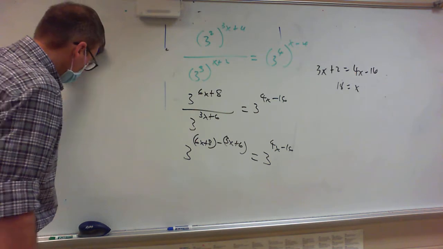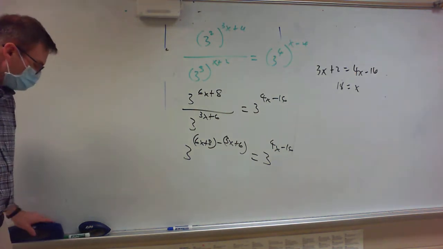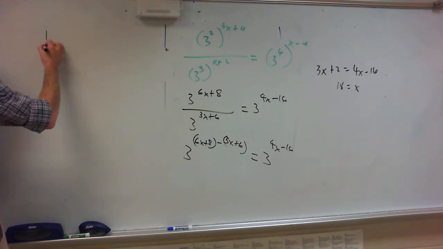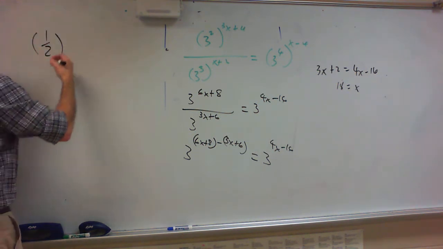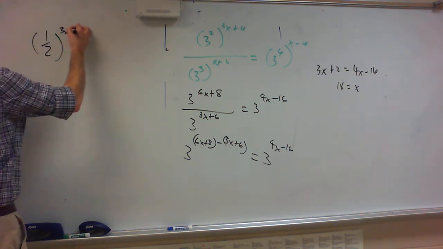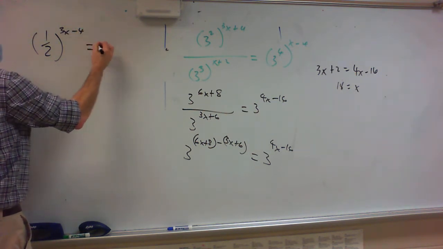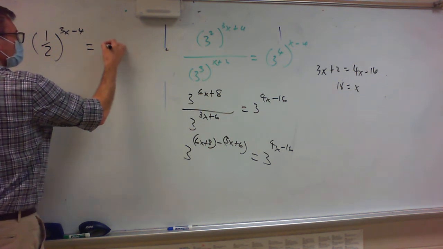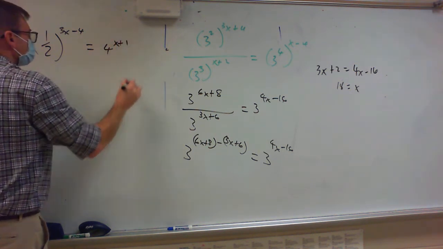Well, what if I gave you 1/2 to the 3x minus 4 is equal to 4 to the x plus 1.